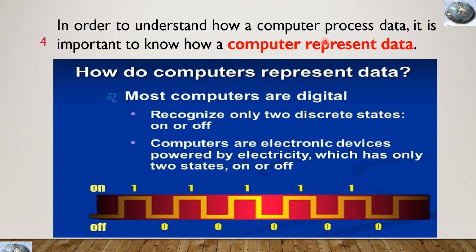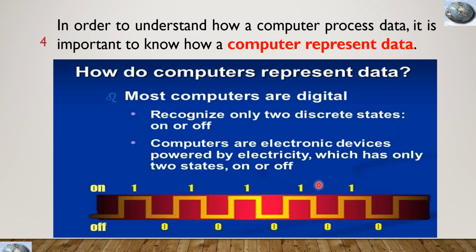If you want to understand the whole thing about how a computer processes data, the first thing you have to know is how the computer represents it before the processing part. So guys, you must know that computers are digital. They only recognize two states, which are 0 and 1, and we can call it on and off. Computers are electronic devices, and all electronic devices are powered by electricity.